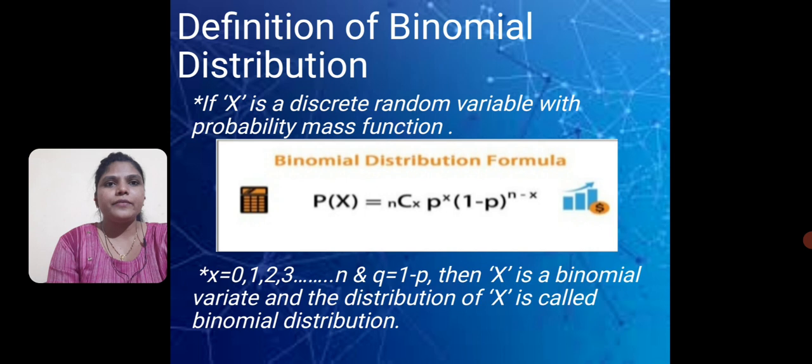Here is the definition of binomial distribution. Here, x is a discrete random variable with probability mass function. The value of x can be 0, 1, 2, 3 or any finite number. Then q is 1 minus p, as p plus q is always equal to 1. Then x is binomial variate and the distribution of x is called binomial distribution.